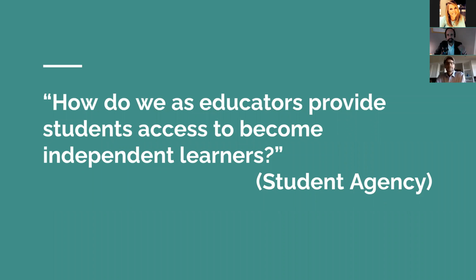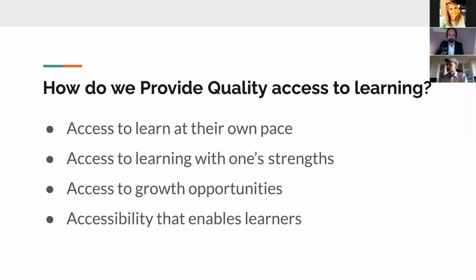All right. And with that, I think we can jump right into this next provocation. How do we as educators provide students access to become independent learners? So what you were sort of noting in those examples is that line between when we're inhibiting and providing that access. We want to dig into that a little bit more thoroughly and through some lenses as well.